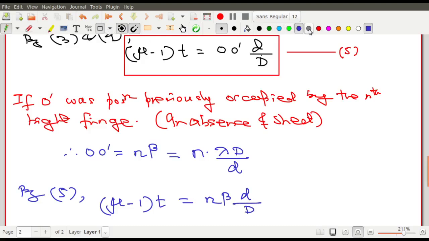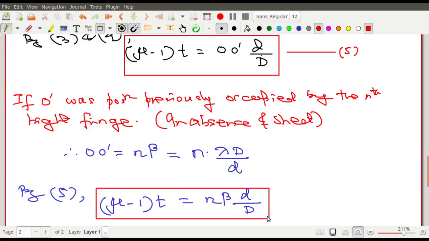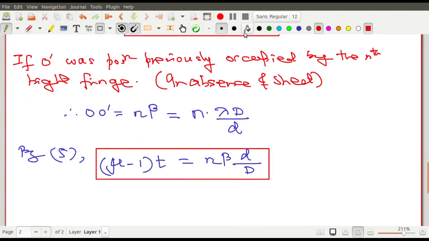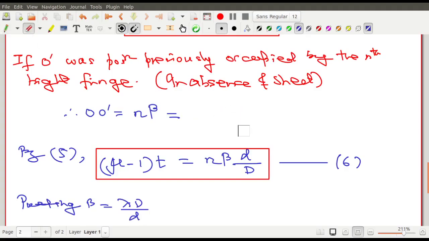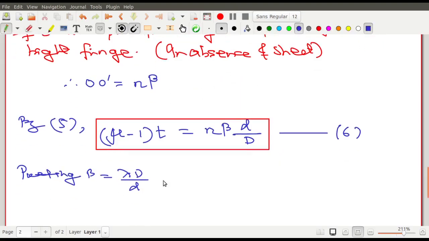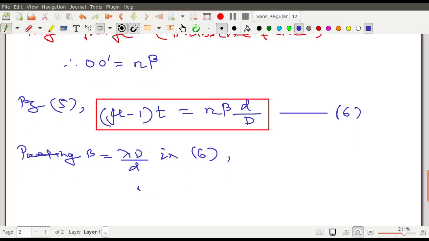এটা একটা বক্স করে দাও, you may box it, this is a relation. লেফট হ্যান্ড সাইডটা সেম থাকবে, খালি রাইট হ্যান্ড সাইডে তুমি কিছু কিছু চেঞ্জ করতে পারো। ওকে, এটা একটা হলো। তারপরে 6 এ যদি আমি বিটার ভ্যালুটা পুট করি, পুটিং বিটা ইকুয়ালস টু ল্যামডা ক্যাপিটাল ডি বাই স্মল ডি ইন 6, I will get again an equation which is mu minus 1 into t equals n, beta মানে lambda capital D by small d, by capital D.